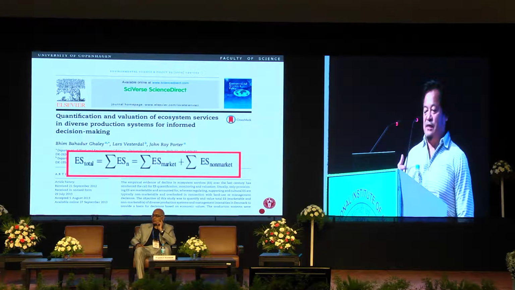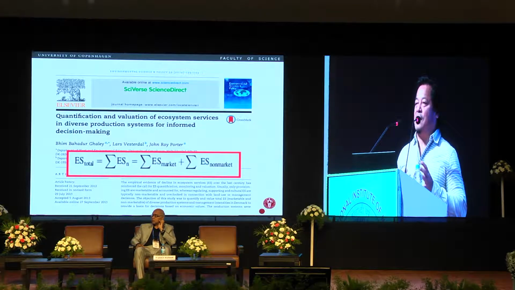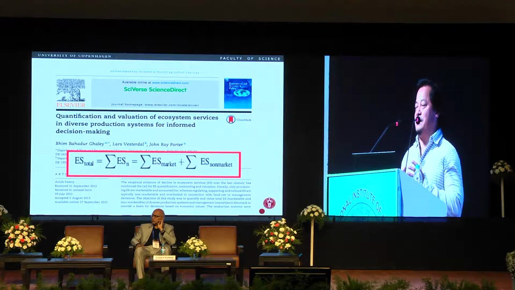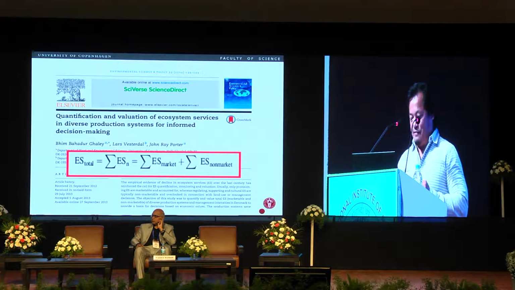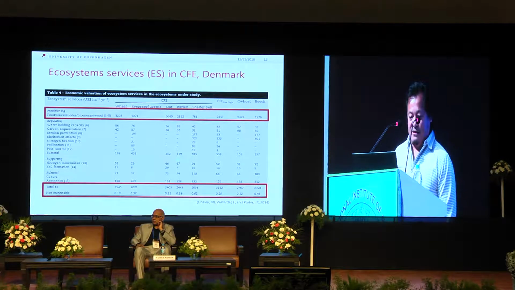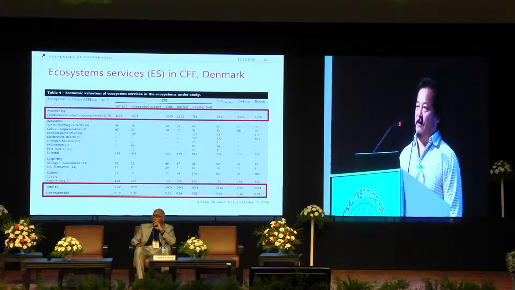This is an open source paper. And so what we did was we quantified what are the products that can be marketed and what are these services that cannot be marketed. So if you go to the next page, here you can see a whole list of provisioning services, regulating services, supporting services, and cultural services. So there's a whole range of services that we get from agroforestry systems.